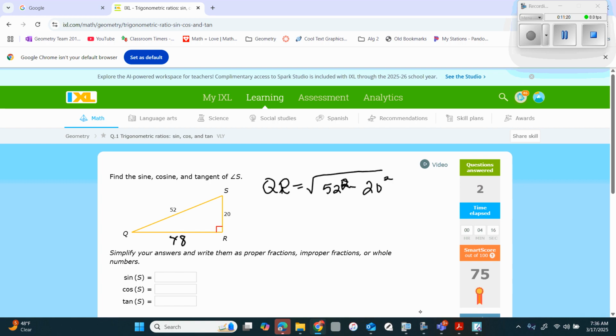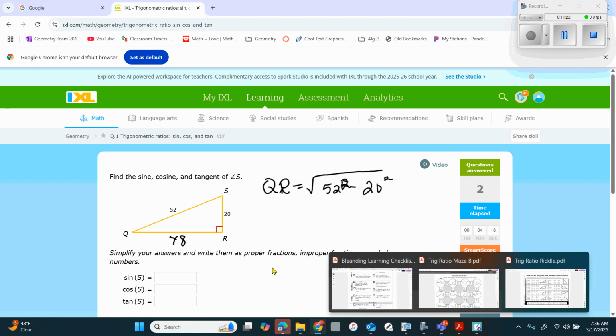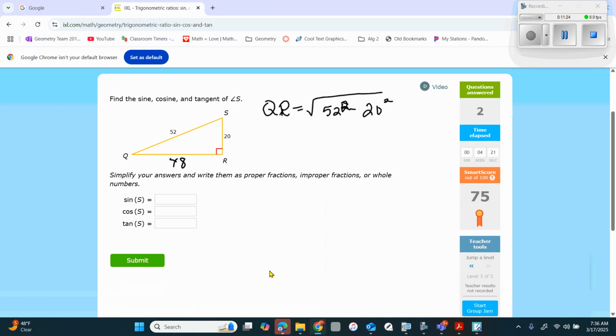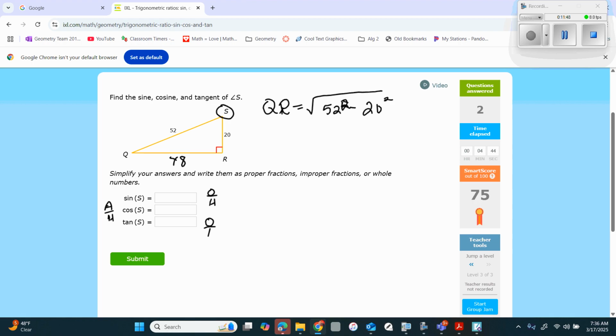Now they want you to simplify the answer and write all of them as proper fraction or improper fraction. On this one, we're all doing the reference angle S. So sine, remember, is when we're doing opposite over hypotenuse. Cosine is when we're doing adjacent over hypotenuse. And tangent is opposite over adjacent. And they want to simplify the answer.